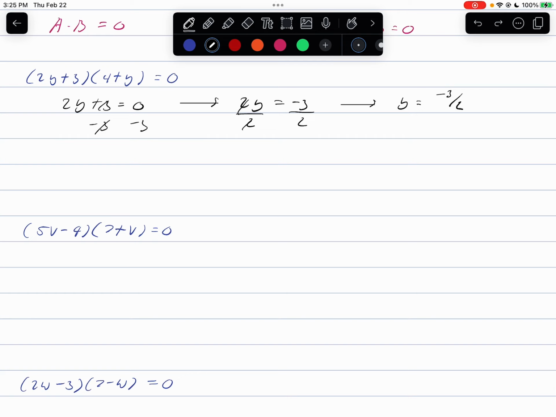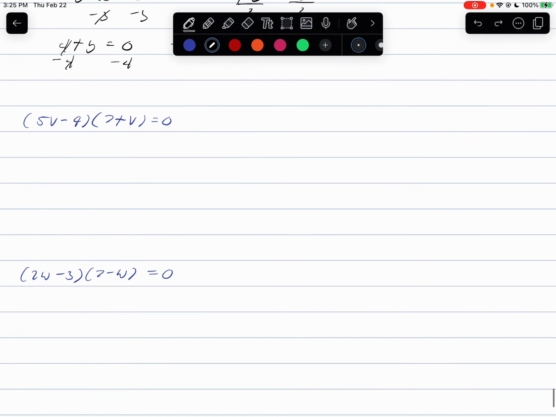Okay, but what about the other one, 4 plus y? We'll set this one equal to 0 now. And now we can solve for y. So if we take 4 away from both sides, we get that y is equal to negative 4. And once again, if we take y equals negative 4 and we plug it in here, this term is going to be equal to 0, and therefore the whole thing is going to be equal to 0.